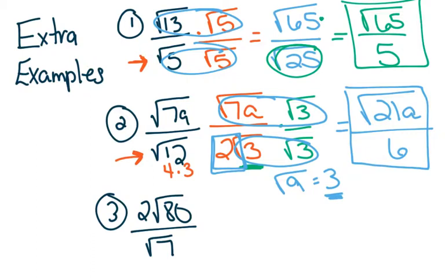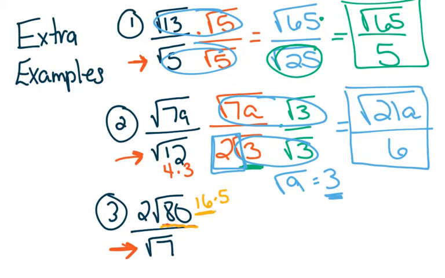All right, and our last example for this lesson. All right, looking at the denominator, there's no perfect squares that go into this 7, so we're good to go. But I don't like dealing with big numbers, and I know that there's a perfect square that goes into 80. So looking at this 80 right here, 16 times 5. So I'm going to simplify this.